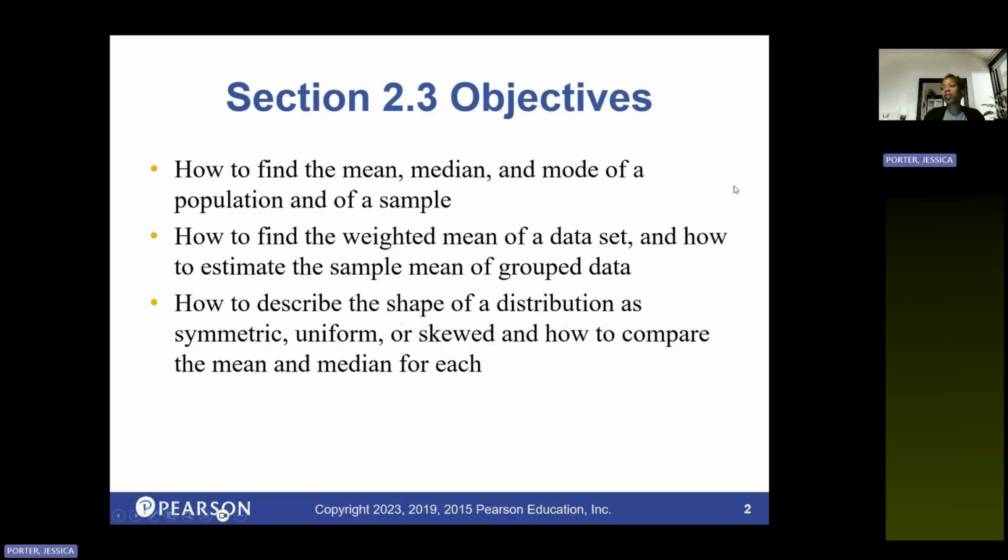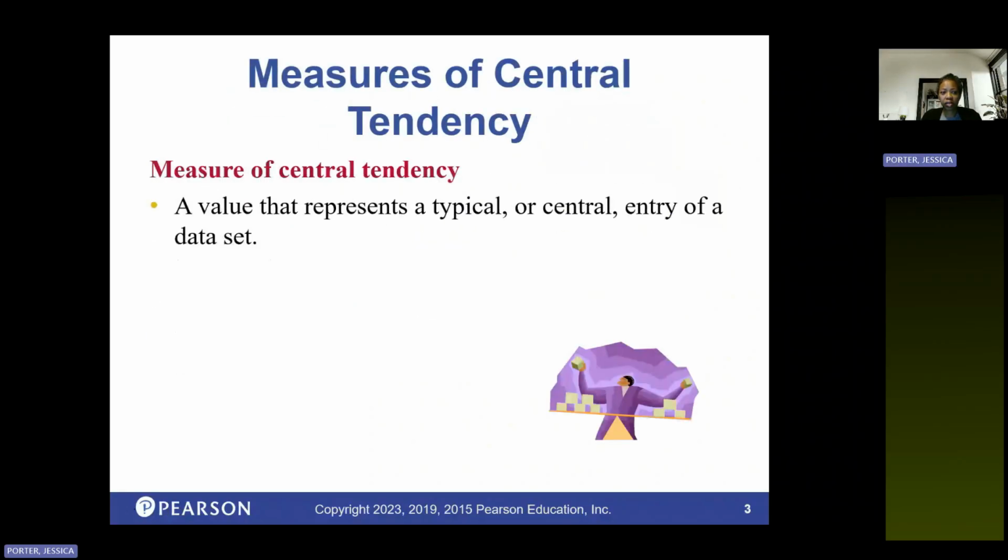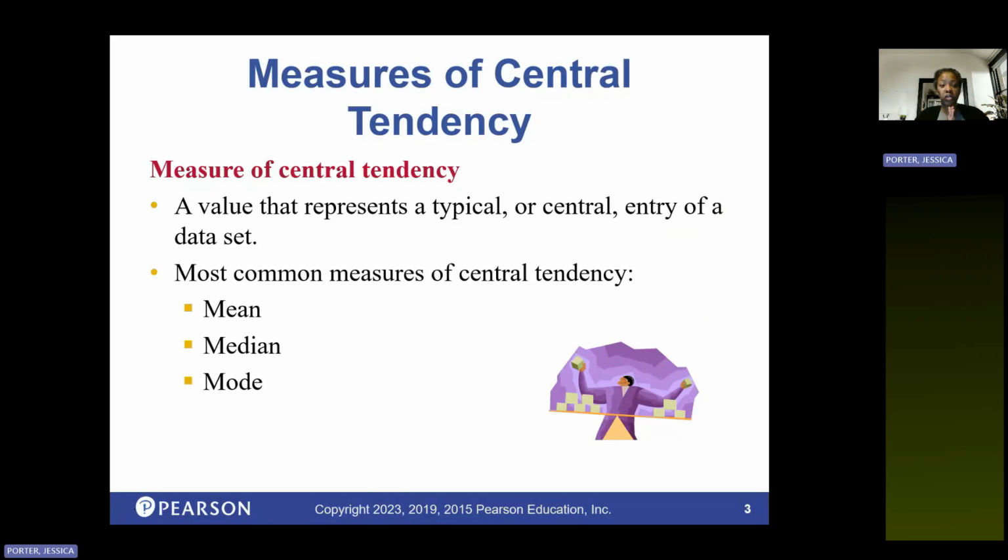All right, central tendency, measures of central tendency. So a measure of central tendency is going to be a value that represents a typical or central entry of the data set. This is going to be review for you. The most common measures are mean, median, and mode, and we're going to kind of go over those three.